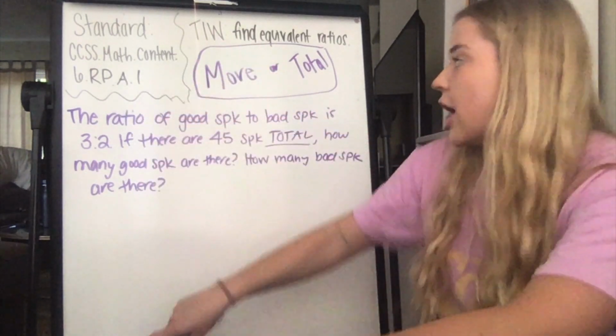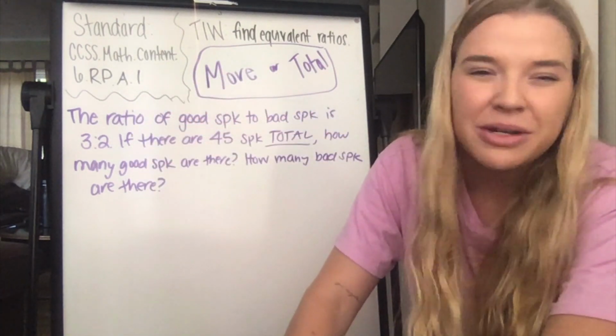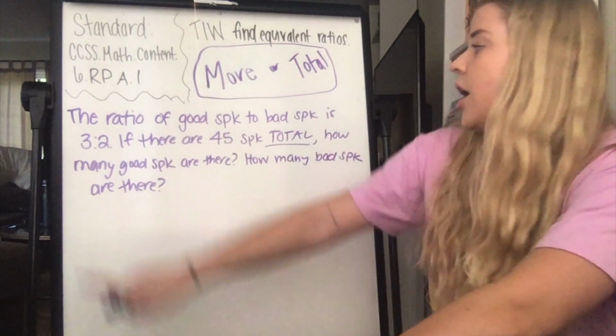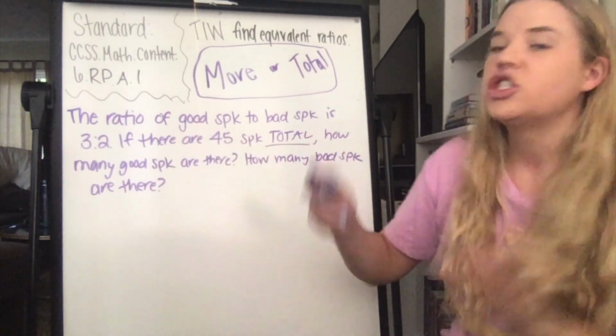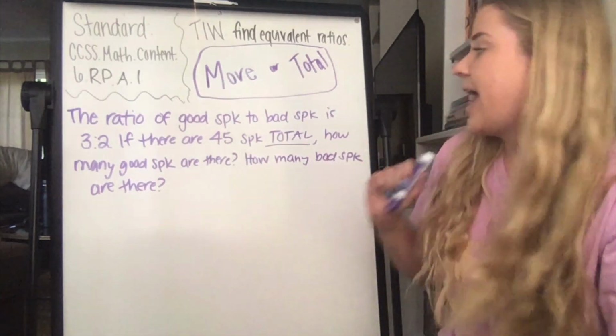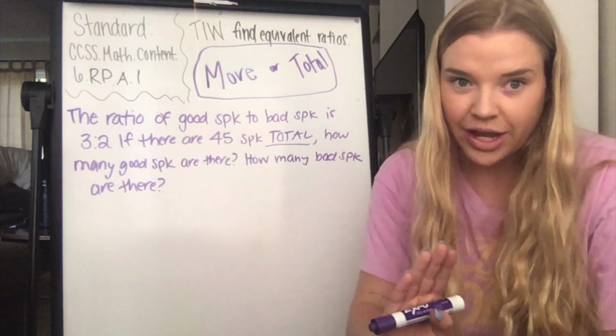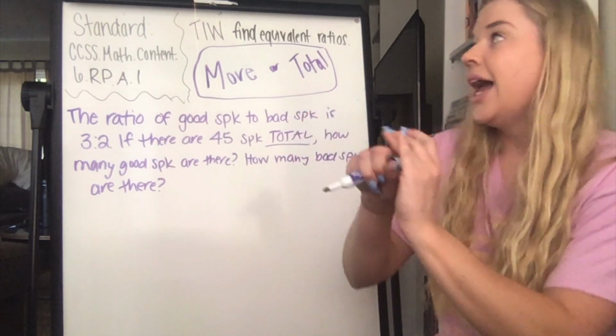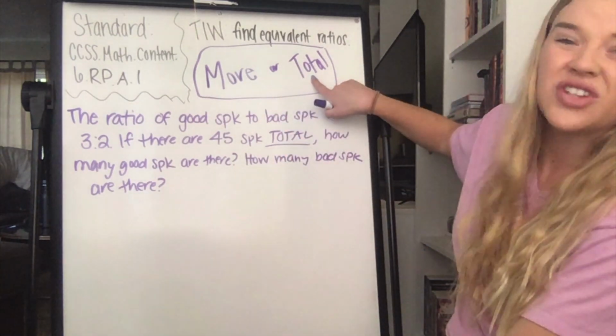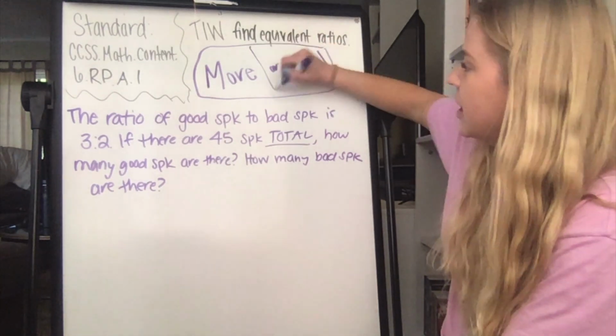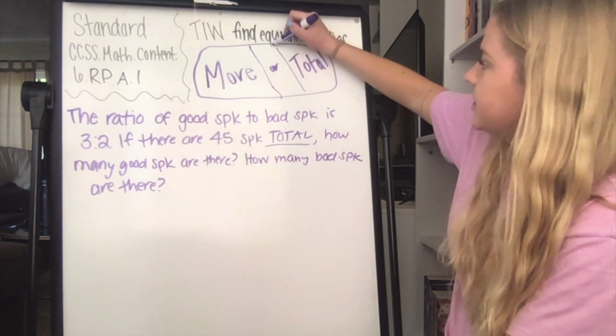So the ratio of good Sour Patch Kids to bad Sour Patch Kids, the same as we've been using this whole time, is 3 to 2. If there are 45 Sour Patch Kids total, then how many good Sour Patch Kids are there and how many bad Sour Patch Kids are there? So, in order to solve this, I see the word total, so I want to use a tape diagram. If it's even helpful, I'm going to make a very wonky, bad, terrible tape diagram.